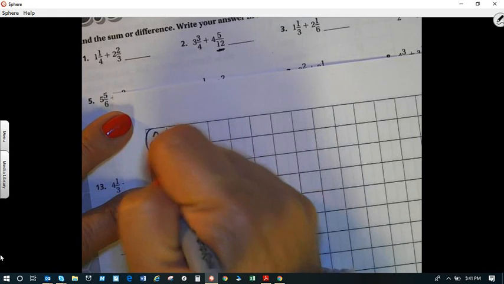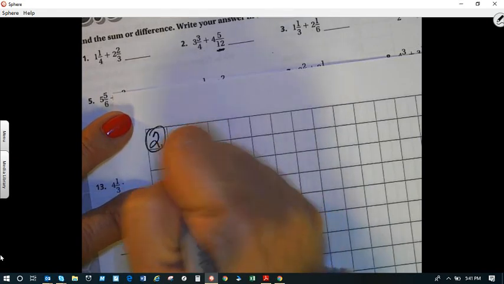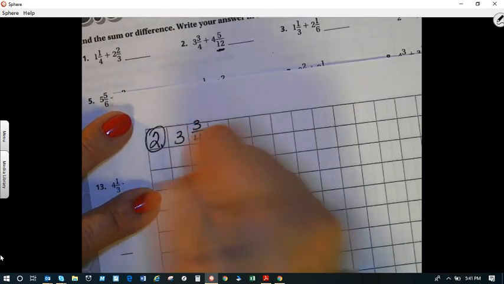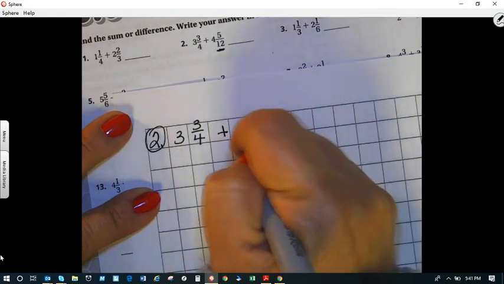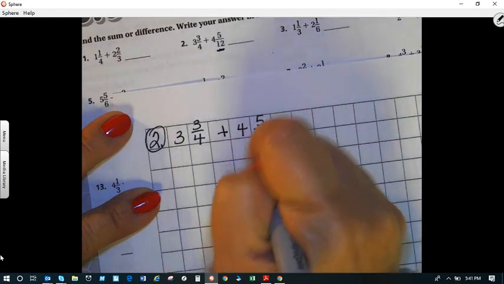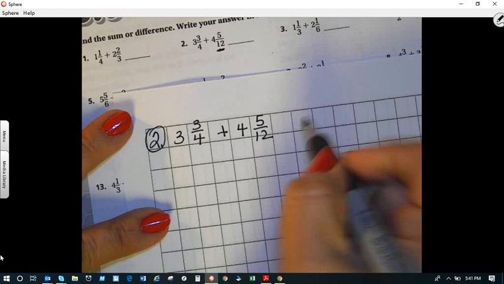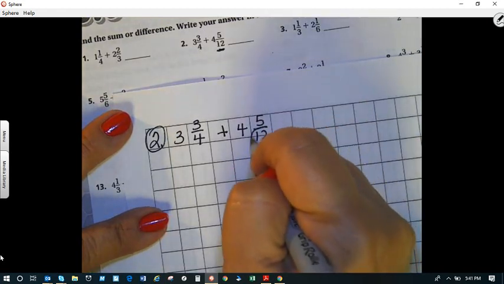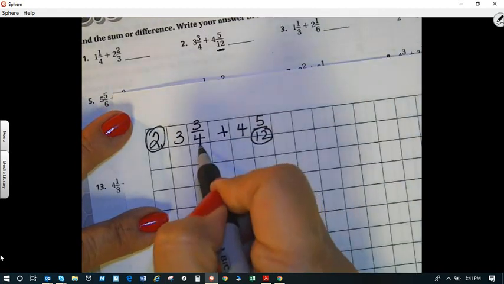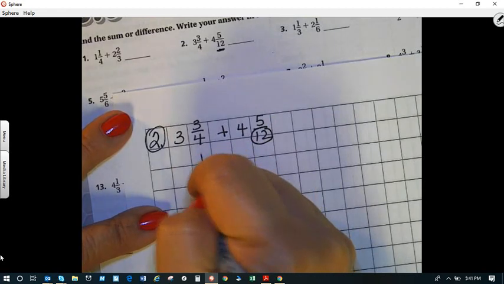If you're using notebook paper, that's fine, but I'm going to go ahead and use the grid. So here for number 2, I have 3 3/4 plus 4 5/12. Since I said that 12 is going to be my common denominator because I can always multiply, I'm going to pull out my 3/4.